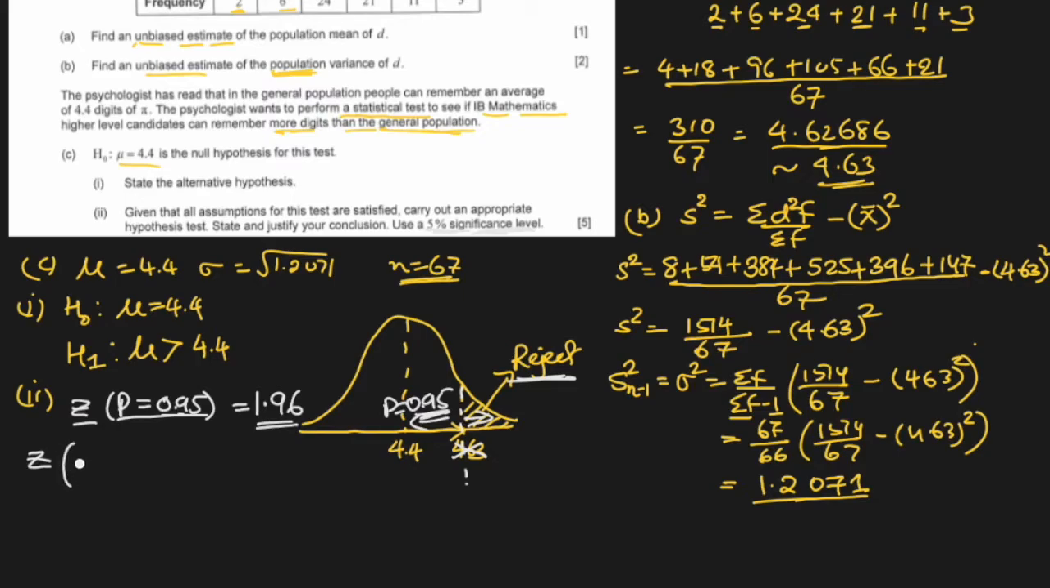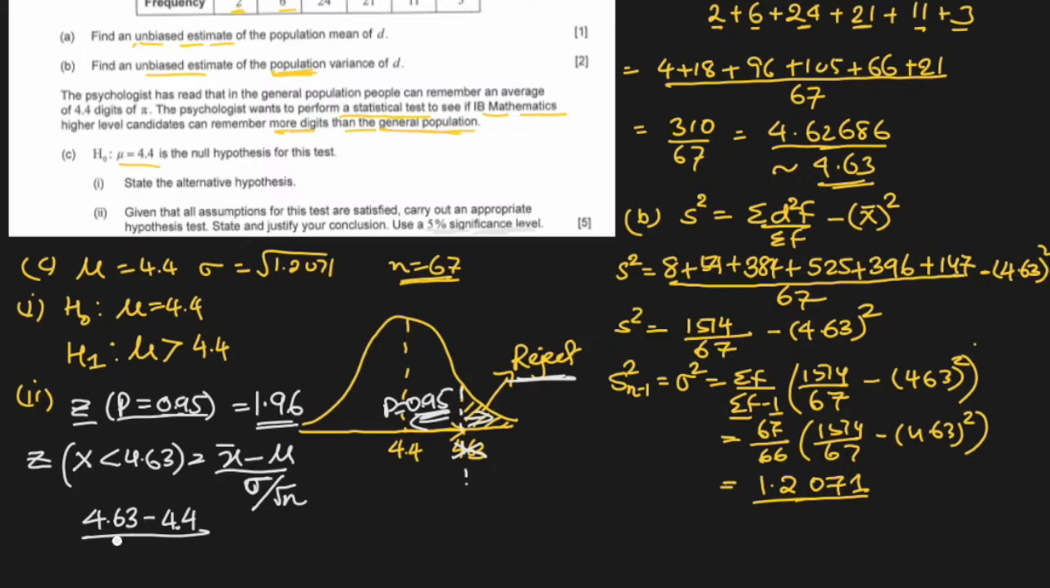So z, that let's say the variable is x, is less than 4.63 will be x bar, which is 4.63 in this case, minus mu over sigma. This will be for, we are comparing with the sample, right? So sigma over square root n, and this is what we have to do the z-score test. Okay. So x bar is 4.63 minus mu is 4.4. Obviously it will be positive because 4.63 is more, it is on the right side.